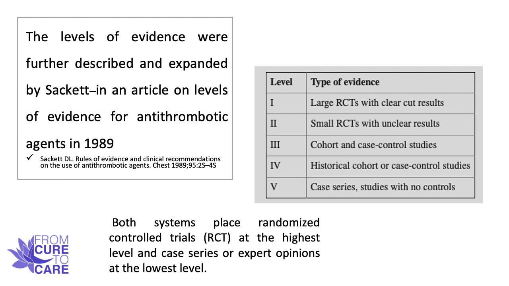Both systems place randomized controlled trials, RCTs, at the highest levels and case series or experts' opinions at the lowest level. The hierarchy ranks studies according to the probability of bias. RCTs are given the highest level because they are designed to be unbiased and have less risk of systematic error.